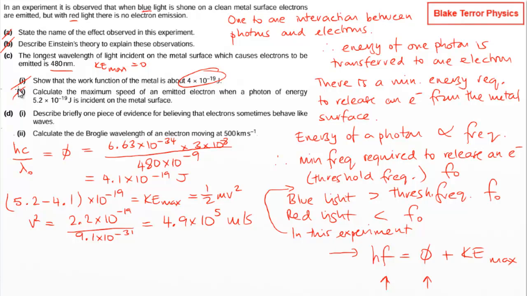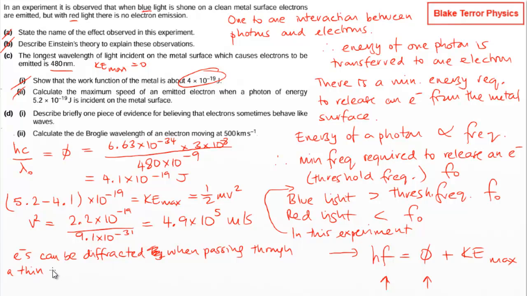Okay, part D, briefly describe one piece of evidence for believing that electrons sometimes behave like waves. The go-to one on this is that electrons can be diffracted when passing through a thin sheet of graphite.